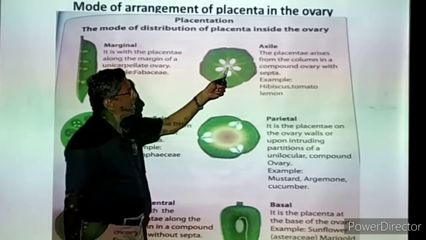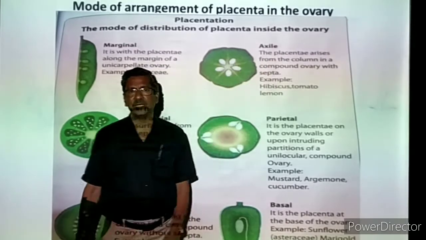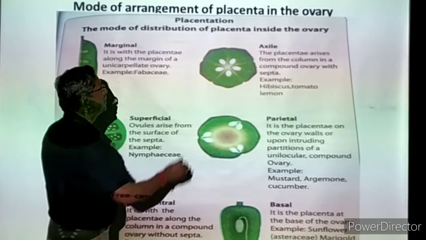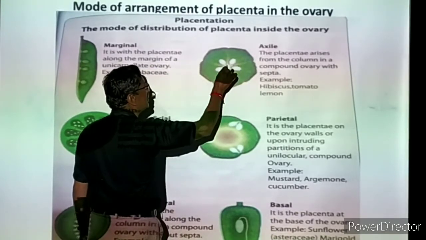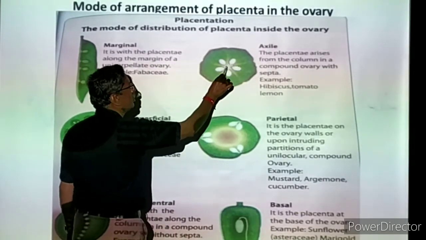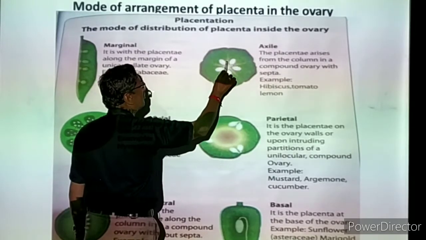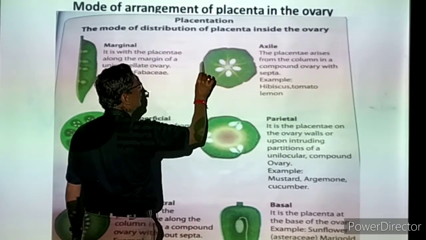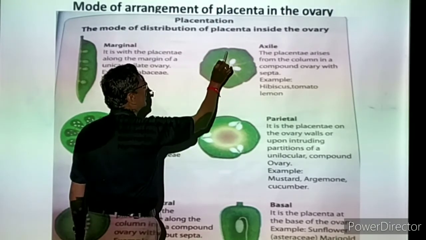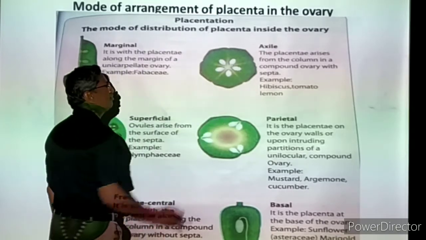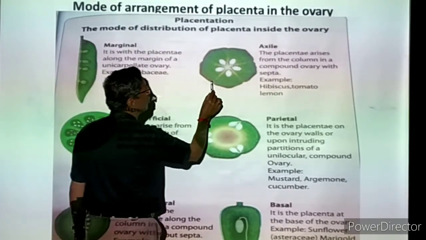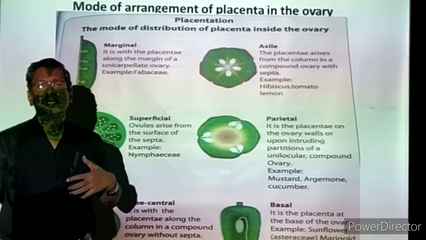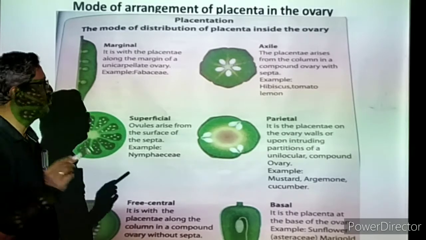Okay, the second type of placentation is called axile placentation. Now axile means central axis. This is the ovary cross section. This is the central axis of the ovary. With the central axis, imagine that 5 carpels are attached. These are the 5 carpels. This is one carpel, second carpel, third, fourth and fifth. Now all the carpels are attached at the center with one central axis. That is called the axil of the ovary.